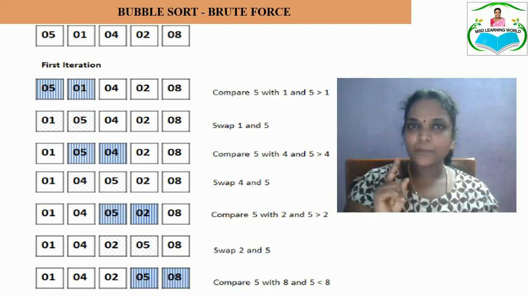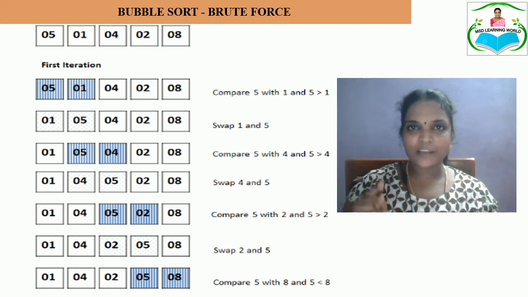So 5 is compared with 1. 5 is greater than 1, so 1 is swapped. Now 5 is in the next position. Now 5 is compared with 4. 4 is the lesser element, so 4 is moved to the second position and 5 is now in the third place. Again 5 is compared with 2. 2 is the lesser number, so 2 is moved before. Now 5 is compared with 8. 5 is the lesser number, so 5 is placed in the fourth position.